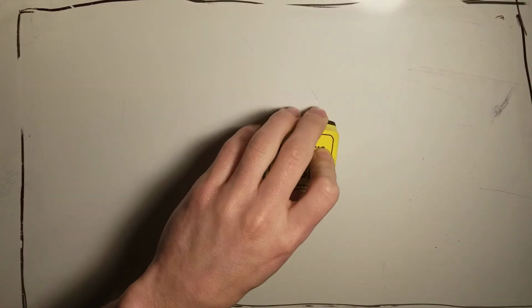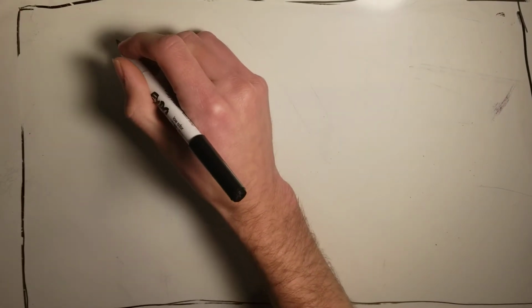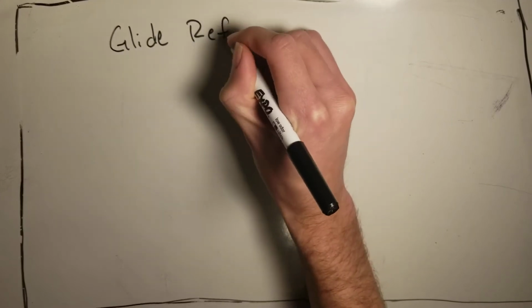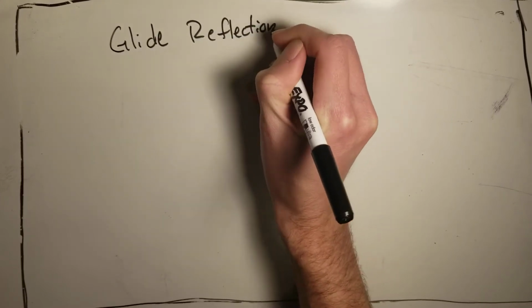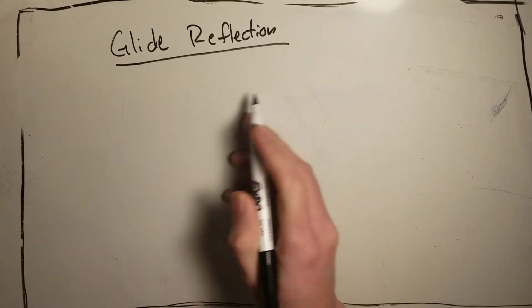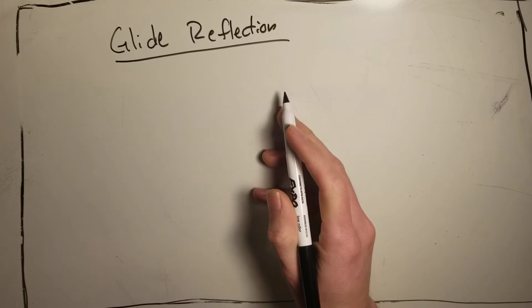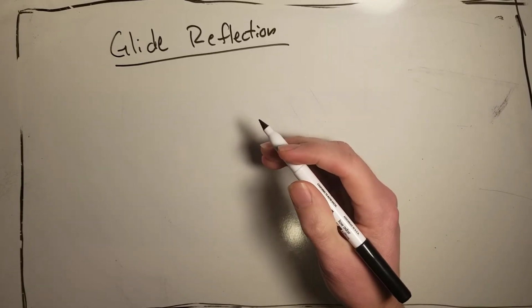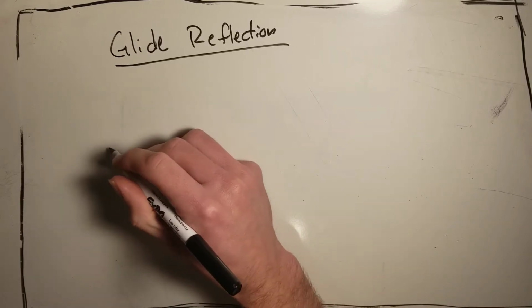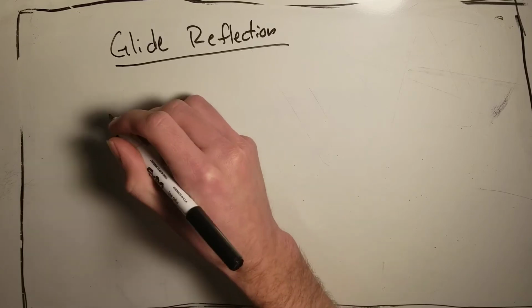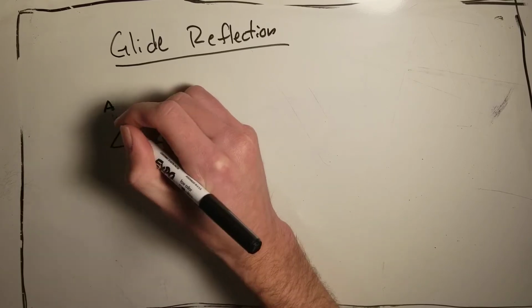Now onto a special type. Our first special type on slide 2, we call it a glide reflection. A glide reflection is defined as the composition of a translation followed by a reflection in a line that's parallel to the translation vector. So what this means, let's say we have a triangle. It looks like this, and we'll put point A up here.